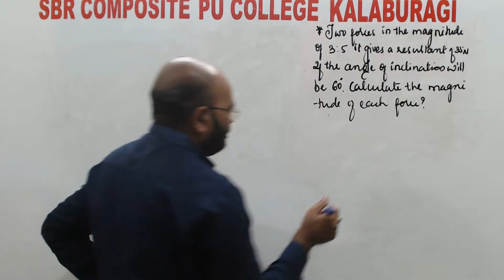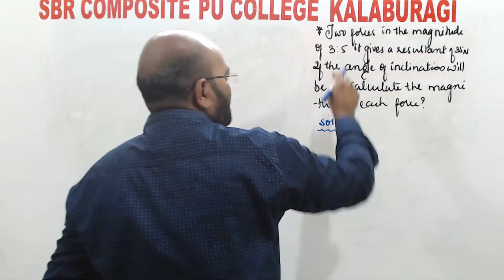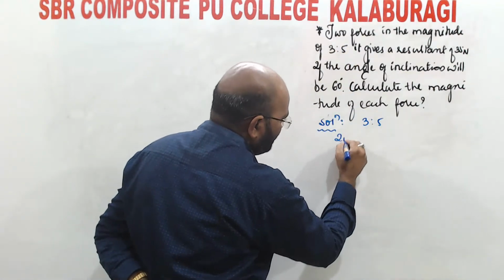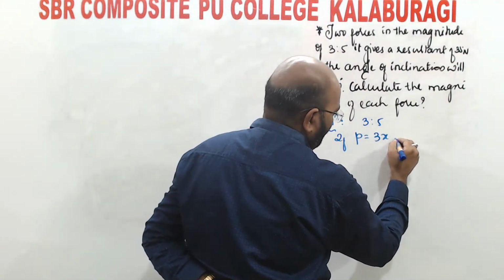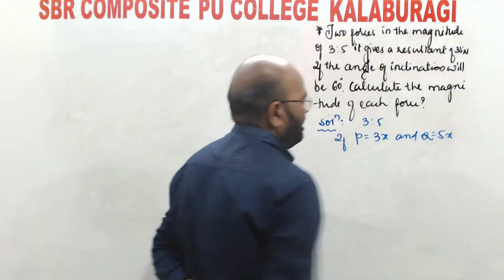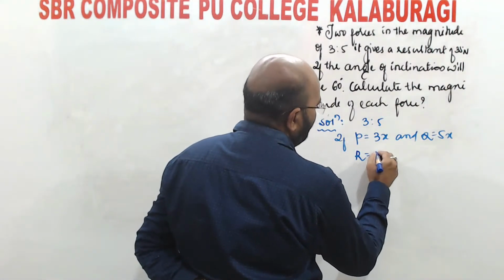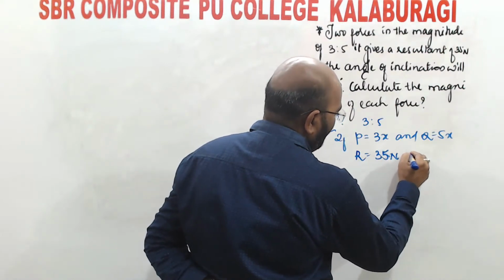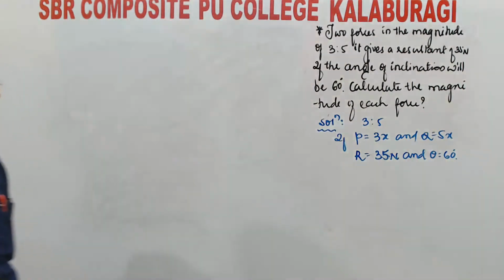Okay, now the solution for this question. See, the ratio given is 3:5. I can write P as certain unit, that is 3 times of X. And because it is unknown, Q is equals to 5 times of X. Then the resultant value is 35 Newton, and angle of inclination theta is equals to 60 degree. Then we have to go with the solution.